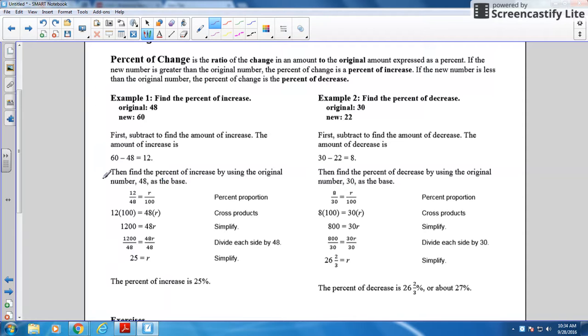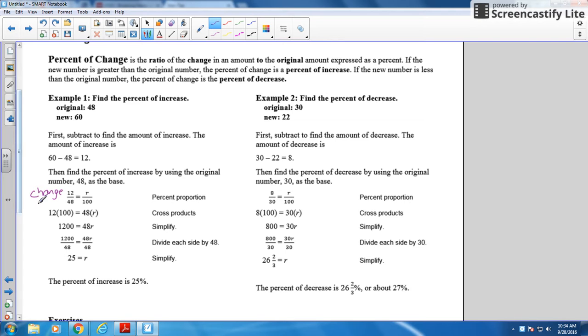In fact, I'm going to write this over here. So change over original. Change over original. So 12 over 48. Now they set it up as a percent proportion. So 12 over 48 equals R, or P, percent over 100.